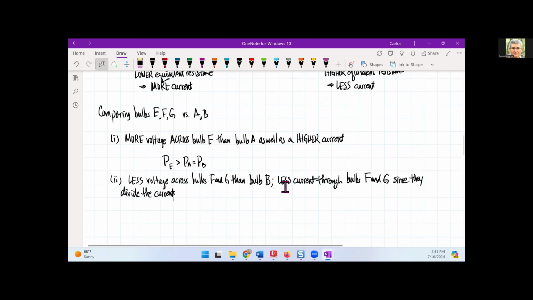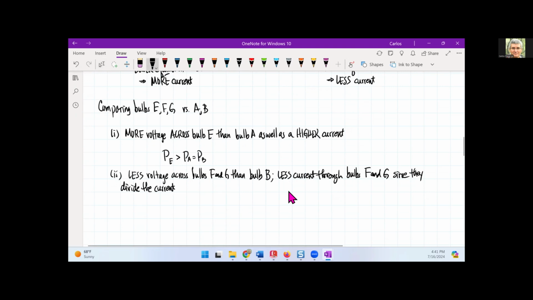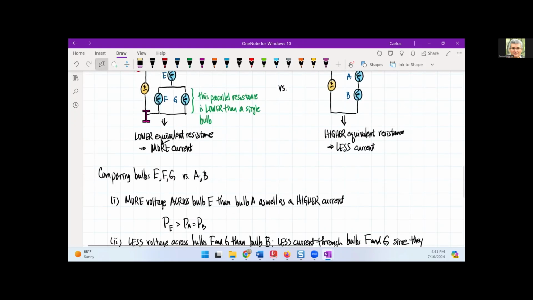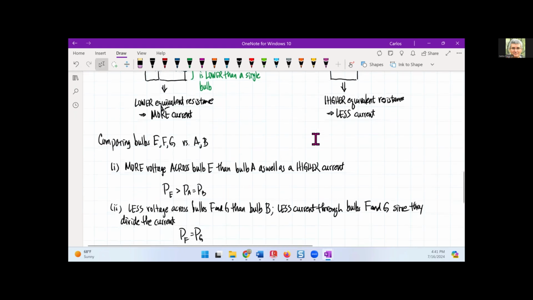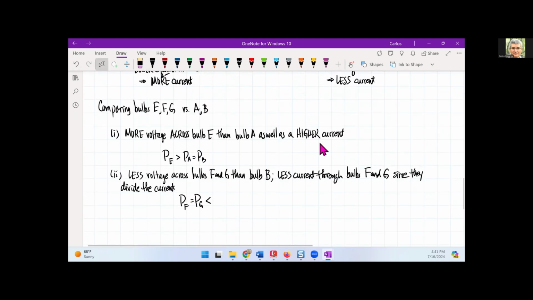So then if I look at the power, I would expect that the power of F, which is the power of G, that means I'm looking at F and G, they have to be the same. That has to be less than the power of B. So I would expect that the power of B to look just like this.